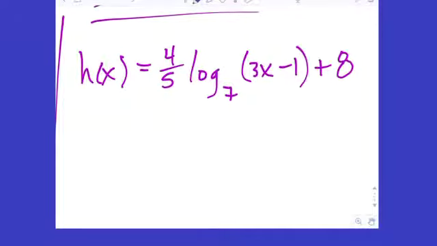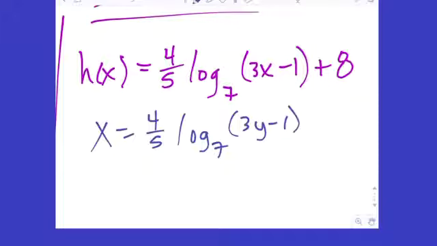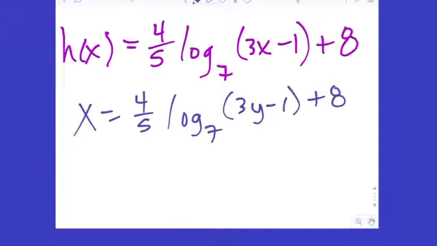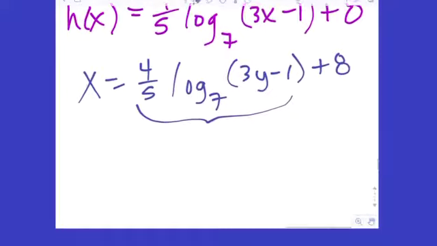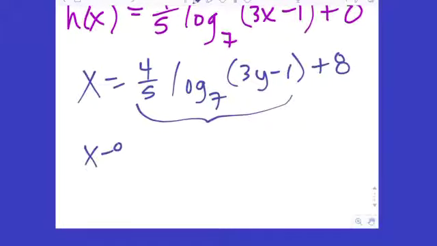Okay, let's go over it. h of x is now x, and x is now y. So again, the first task is to isolate the term with the variable. So we have to subtract 8 from both sides.